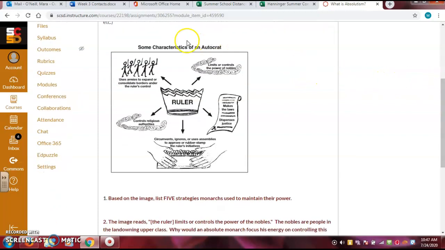So our graphic organizer is going to show some characteristics of an autocrat. In other words, what would we see a ruler of a monarchy demonstrating? And here are the differences that we see. Top corner, we have using armies, limiting or controlling the power of the nobles, making the laws, circumvents, ignores, or uses assemblies to approve or rubber stamp the ruler's initiatives, and controls religious authorities.